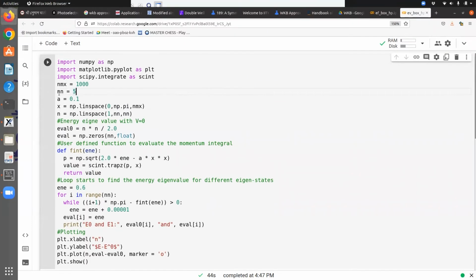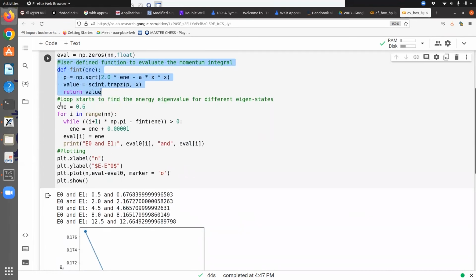We are going to find the energy eigenvalues for 5 different eigenstates starting from the ground state. The strength of the potential is given by A, and we start with a value of A equal to 0.1. Eval 0 is the energy eigenvalue with V equal to 0. Here we have a user-defined function to evaluate the momentum integral. And here we run a loop to find the energy eigenvalue for different eigenstates.